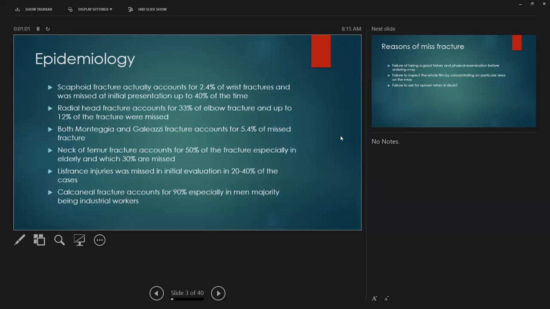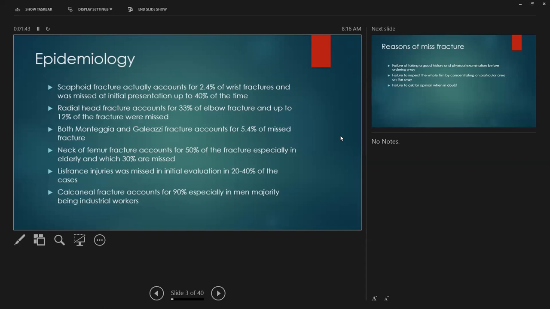Scaphoid fracture accounts for 2.4% of wrist fractures and was missed at initial presentation up to 40% of the time. Radial head fracture accounts for 33% of elbow fractures and up to 12% of the fractures were missed. Both Monteggia and Galeazzi fractures account for 5.4% of missed fractures. Neck of femur fracture accounts for 50% of fractures, especially in the elderly, of which 30% are missed. Lisfranc injury was missed in initial evaluation in up to 20 to 40% of cases. Calcaneum fracture accounts for 90% of tarsal fractures, especially in men, the majority being industrial workers.